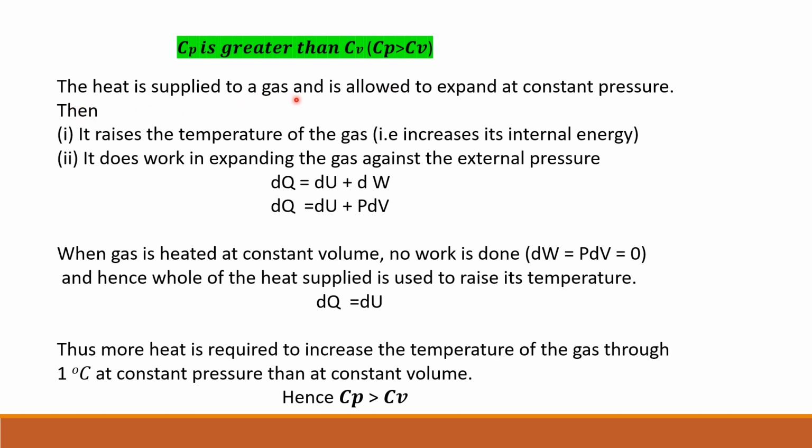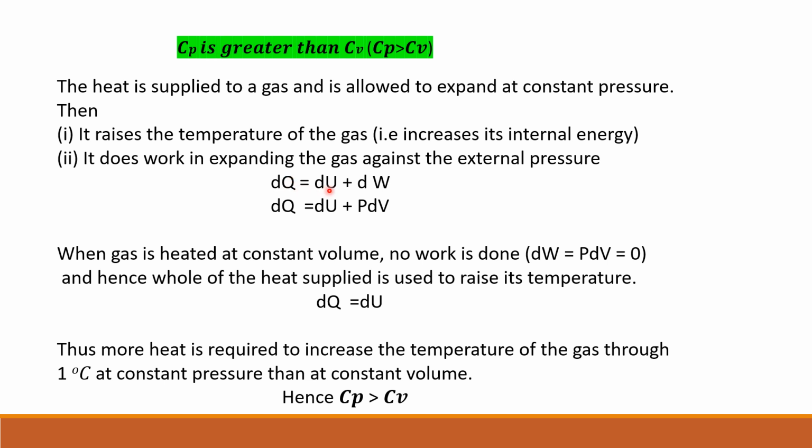The heat is supplied to a gas and it is allowed to expand at constant pressure. Then there is a rise in temperature of the gas. Then second, it does work in expanding against the external pressure. So when heat is supplied to the gas and it is allowed to expand at constant pressure, these two things happen. One is that internal energy increases because of the supplied heat energy. Then work is done against the external pressure because we are maintaining the pressure constant.